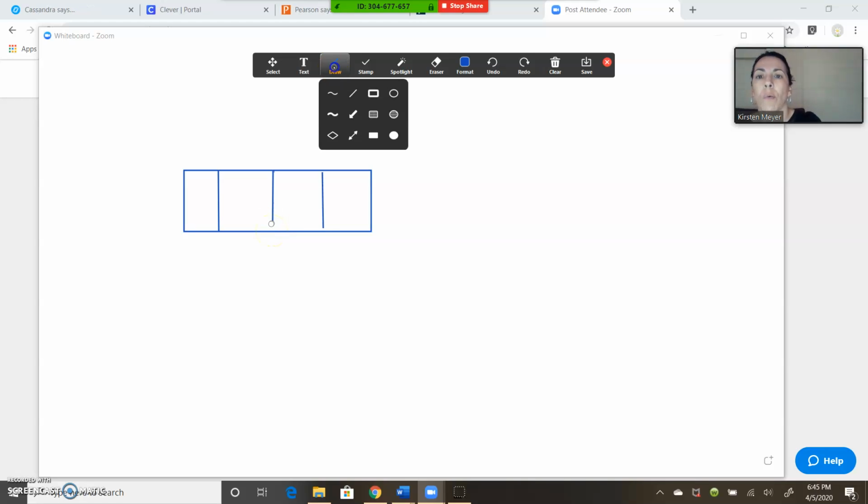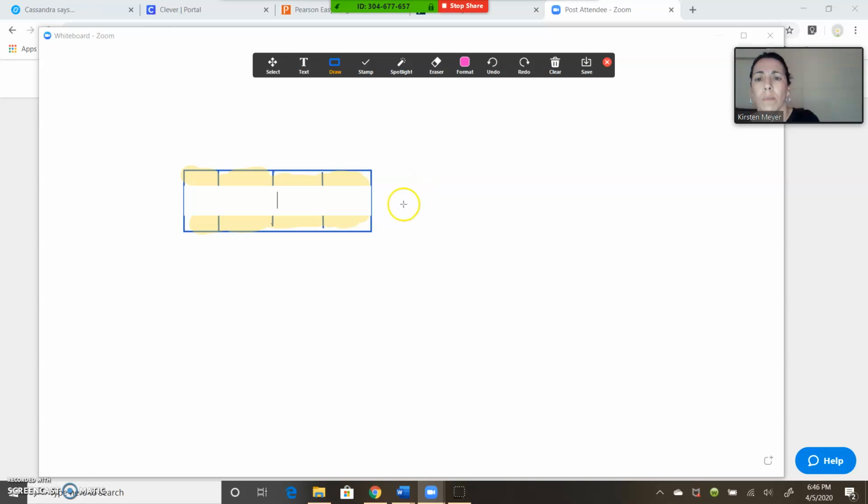And this time we're going to say that we have all of the parts shaded in. And then we're going to draw another shape. And with that other shape, it's going to be the same size as our first shape.